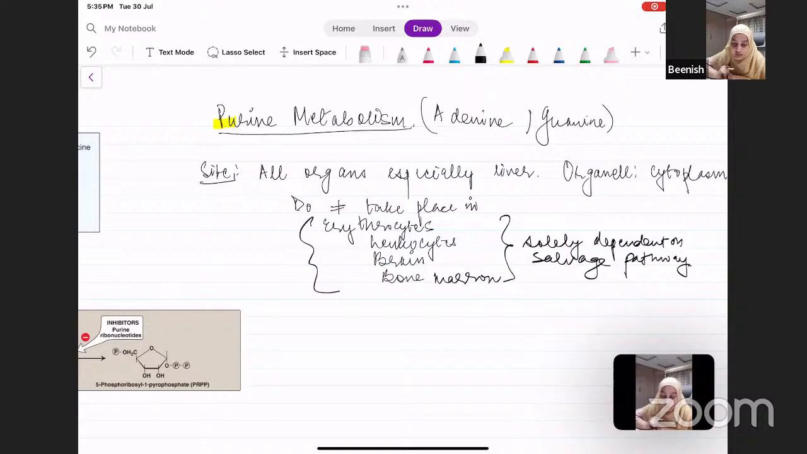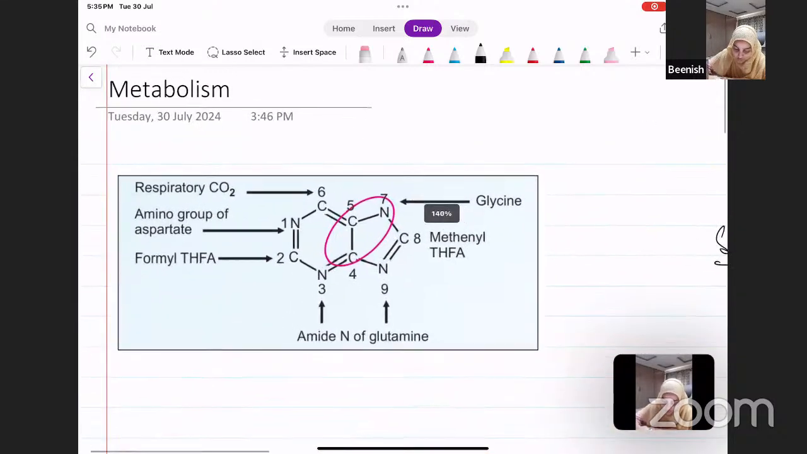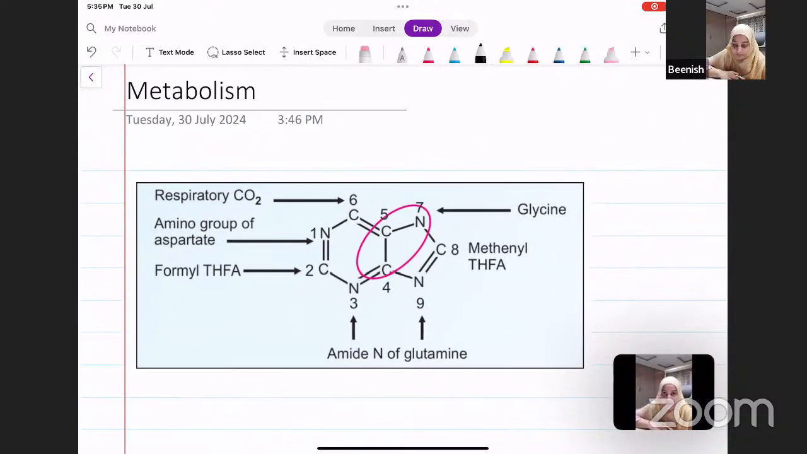Okay, now before starting with purine synthesis, let me talk about the sources of the purine ring. If you have a look at this diagram, what can you see? This is a purine ring. You can see there's nitrogen at the first position, the third position, the seventh position, and the ninth position. You can see two rings, nine-membered, heterocyclic with carbon and nitrogen. So this is a purine ring.